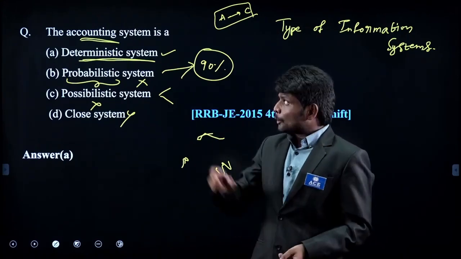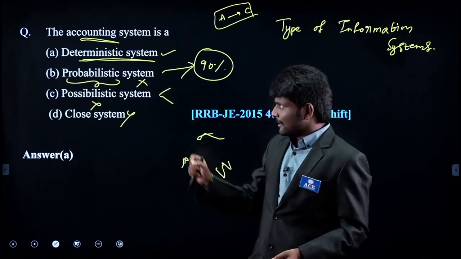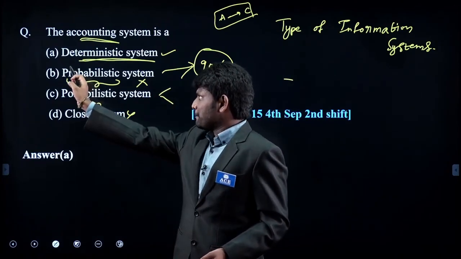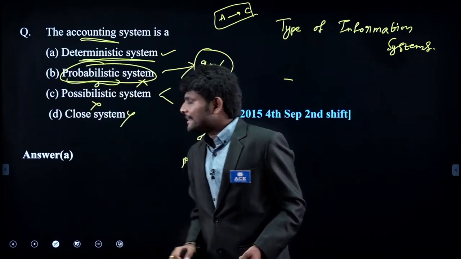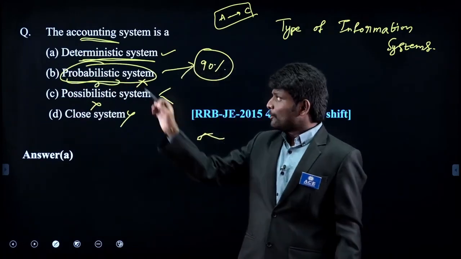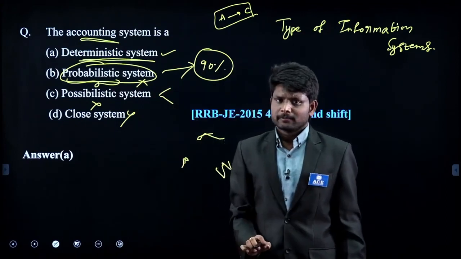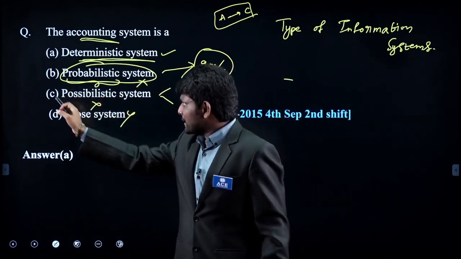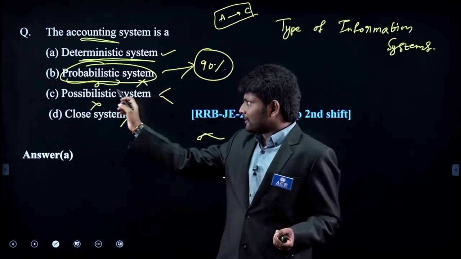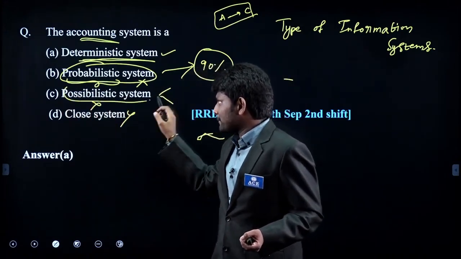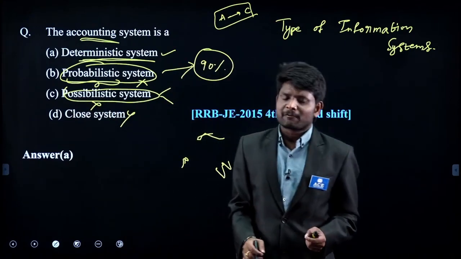But while answering this question, this practice alone is not enough. I'll tell you how to make this practice more rigorous. Simple. Just take the term probabilistic system and try to list out all the information systems which fall under the probabilistic system category. Same thing with possibilistic system also. Try to take the information systems that fall under the possibilistic system category. Hope this point is clear for you.